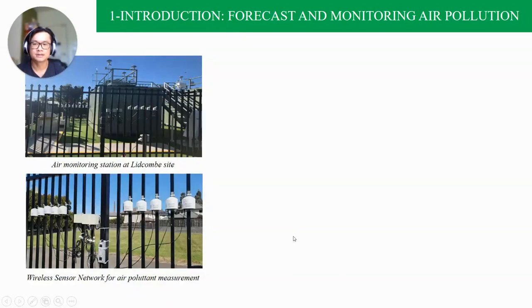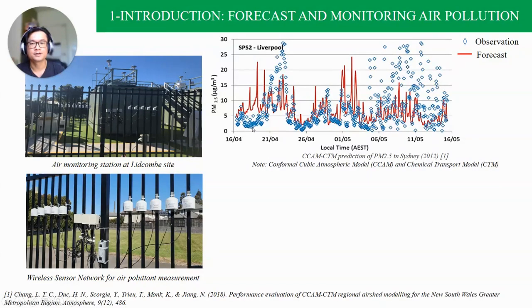The government has also spent millions of dollars building air monitoring stations over the whole country. They also use wireless sensor networks to monitor real-time information, especially air pollutant levels in the suburbs and surrounding the city. The government also provides forecast values from physical-based models such as the chemical transport model, or CTM. But these models require intensive computing effort and time to produce approximate forecast values.